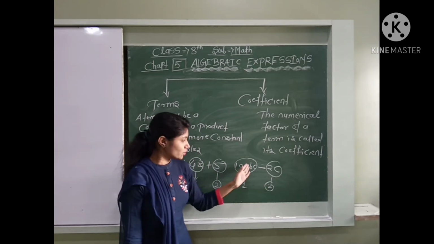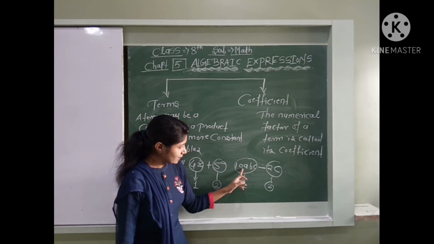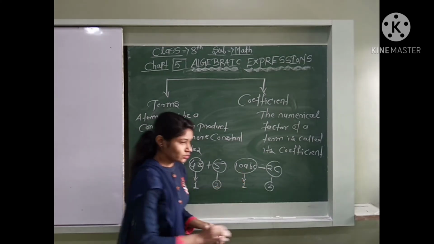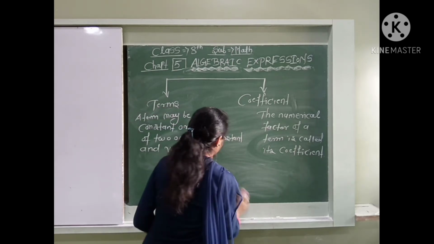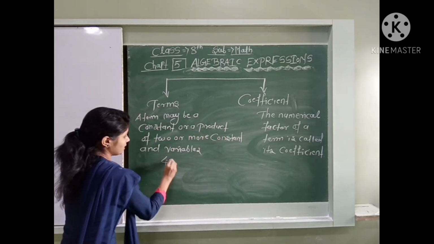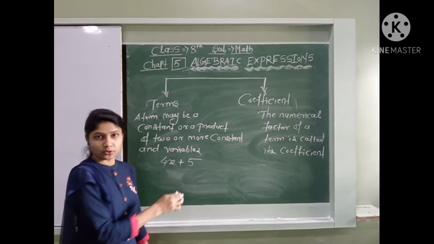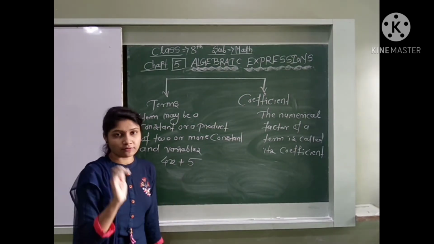Okay, student. So in this 10abc, how many factors? Now about the factors. 10 is the first factor. So see here. Do you understand the factors? Terms: 4x plus 5. How many terms in this expression? 2 terms. 4x is the first term and 5 is the second term.